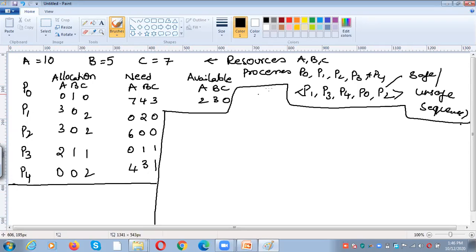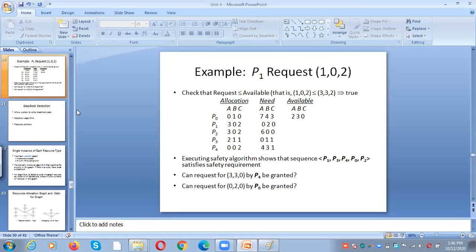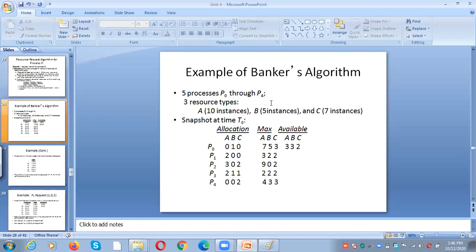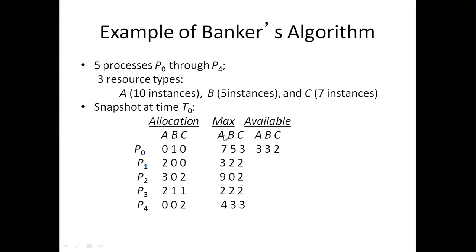First we need to give resources to the P1 process. What is the requirement of P1? This is the need: 0 2 0 is the need. How many are given to P1? 3 0 2 is allocated. If you observe here, in the previous example, what they had given was the max. There is a difference between these two problems.